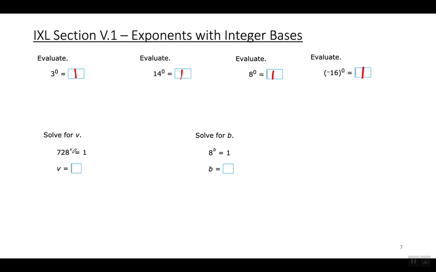I'm sorry. 728 to the what power equals 1? 0. Because any number to the 0 power equals 1.